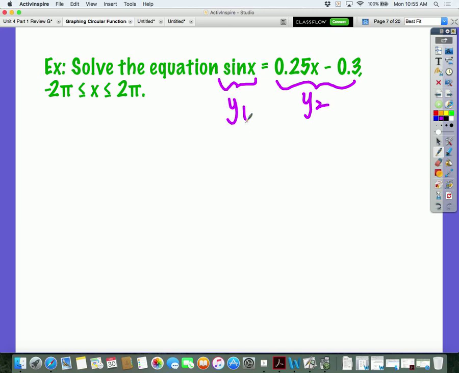I need to make sure that I'm in what mode? Radian. And I want to make sure my window, my x-min, is negative 2 pi, and my x-max is a positive 2 pi, just to make sure I can see everything. Okay?